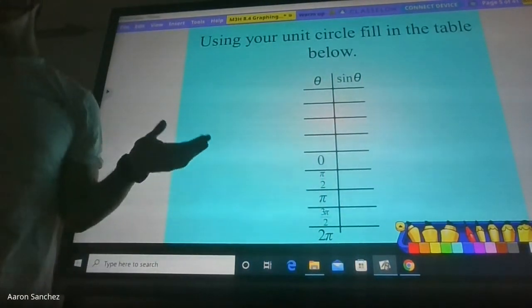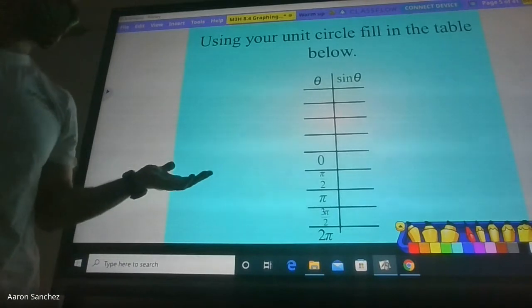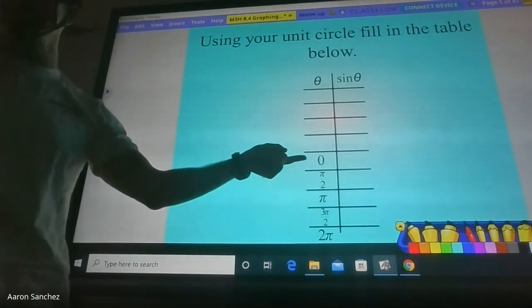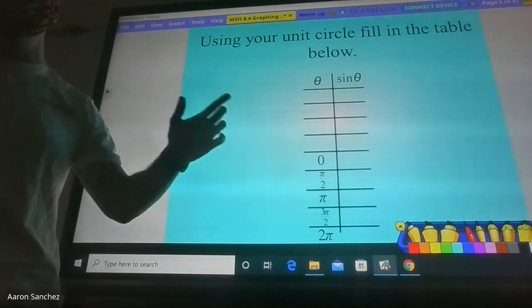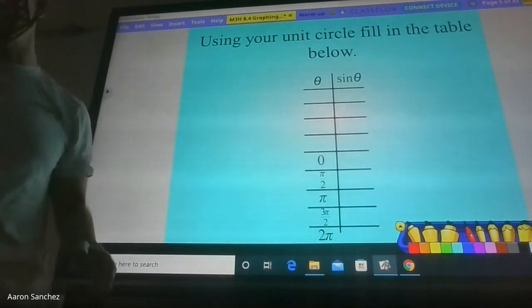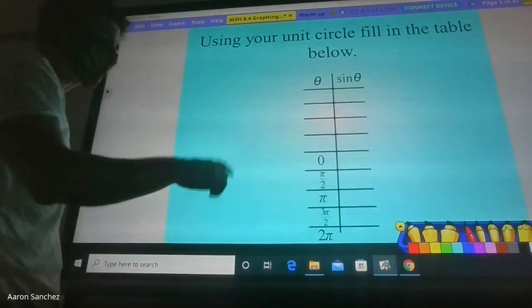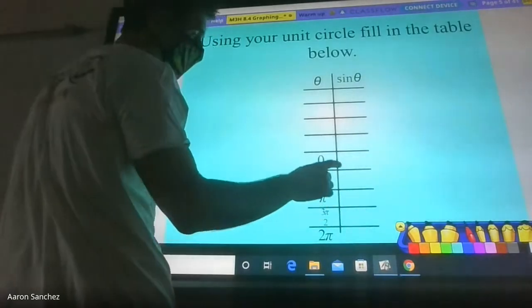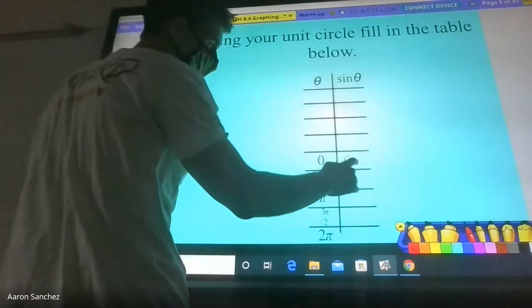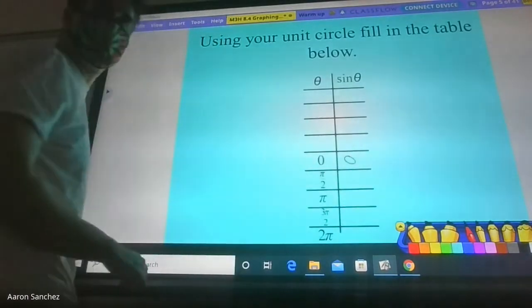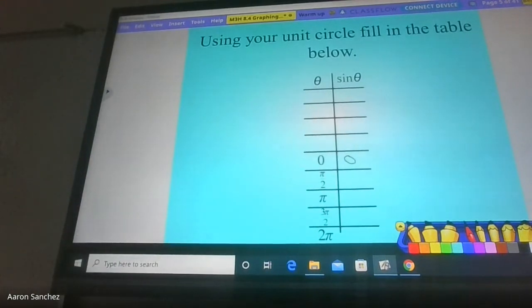Those of you who get it, yell out what sine of 0 is on your unit circle. If you don't understand it, say, Sensei, I don't get it. Okay. So what's sine of 0? Someone yell it out. 0. What's sine of pi over 2? Anyone, yell it out. So we can get this done. 1. Sine of pi.